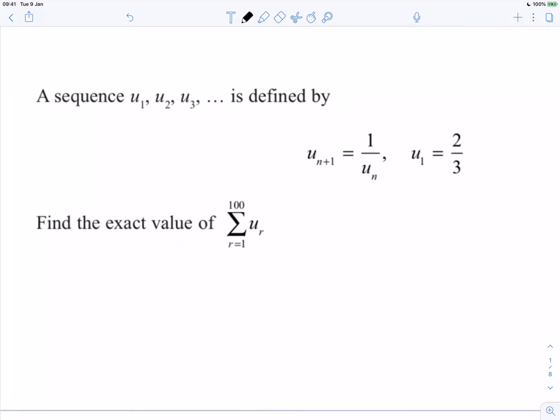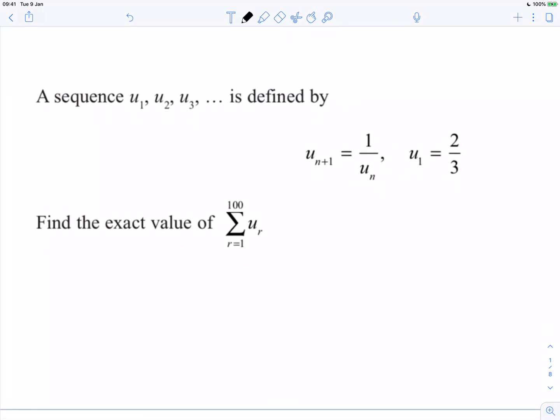Next question, if you want to pause the video. A sequence where U1 is the first term, U2 is the second term, U3 is the third term, and so on, is defined by the next term equals 1 over the term before, where the first term is 2/3. Find the exact value of the sum from 1 to 100 of UR. If you want to pause the video and give it a go yourself, I'm going to go through it in a second.